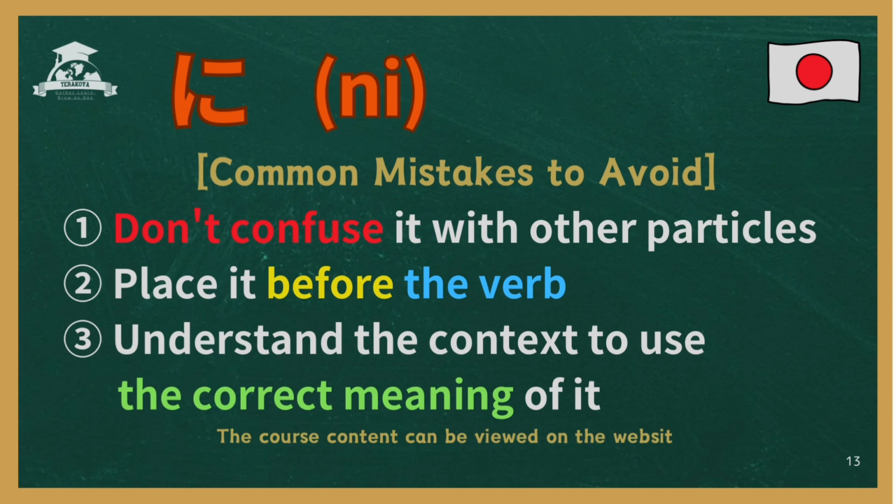Understanding the ni particle is crucial for speaking naturally. It helps you precisely communicate the context of an action. Think of ni as a connector that links nouns to verbs with specific intentions. Listen carefully to native speakers of Japanese. If you need some help, please contact us. Let's move to the next particle.